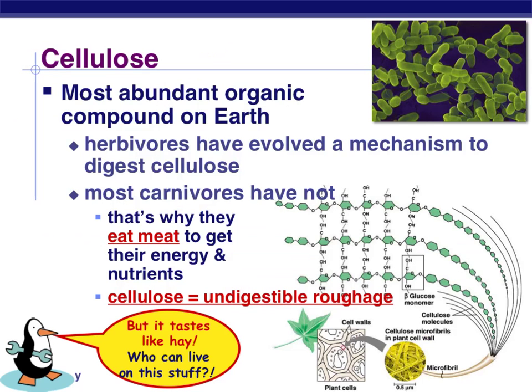So cellulose is the most abundant organic compound on Earth. Every plant has cellulose in it in some form or fashion. It produces a ready food supply for our herbivores. But seeing as how most of them are mammals, and we just said that mammals don't have the ability to break these bonds that cellulose has, that creates a problem. And initially it did, but herbivores have evolved a mechanism necessary to digest cellulose.